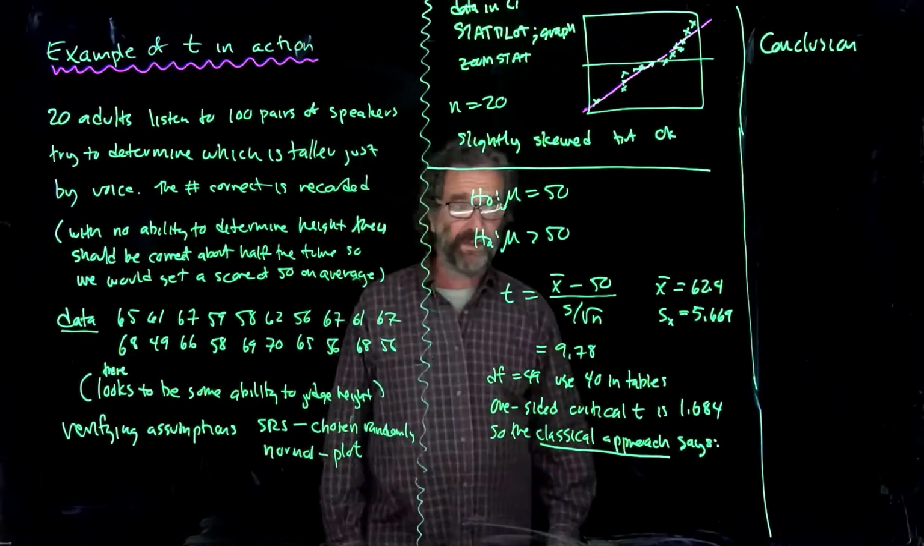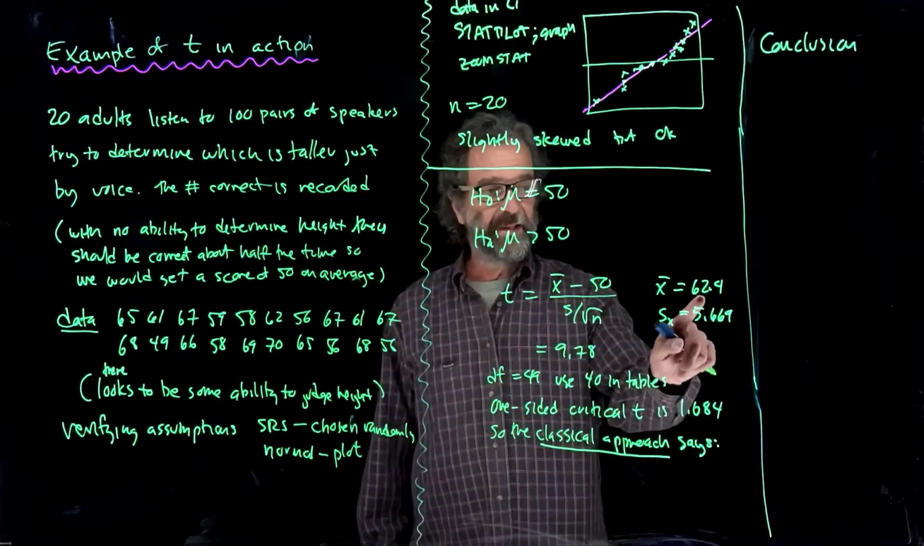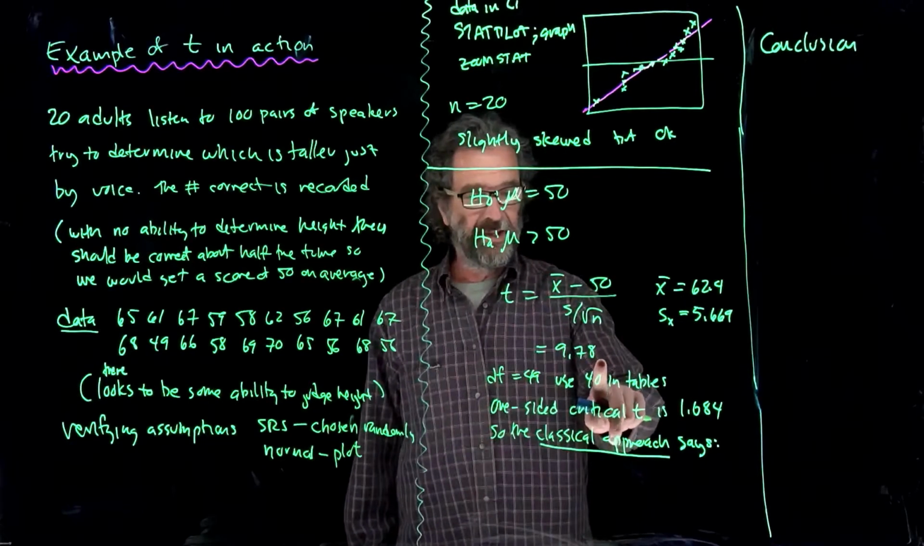So here's the T statistic, x bar minus 50, s over root n. Here's x bar and s off of my calculator. And then when all is said and done, you get 9.78.